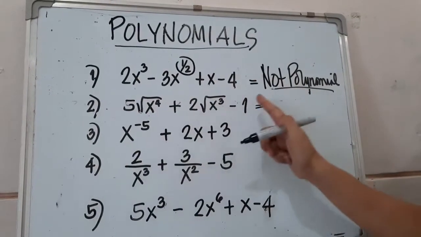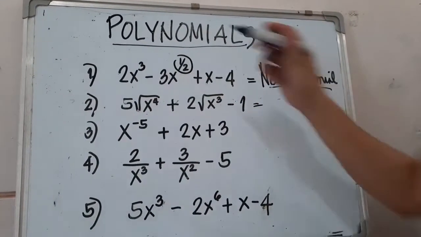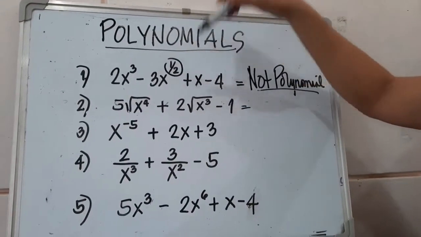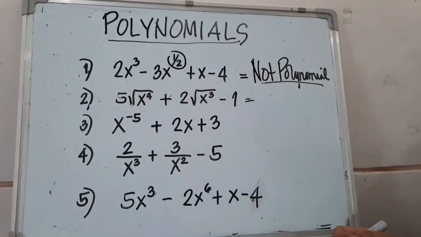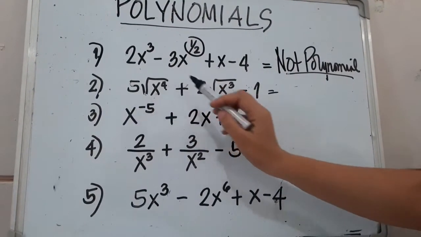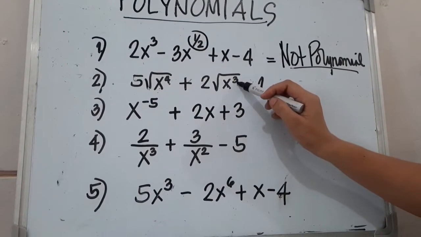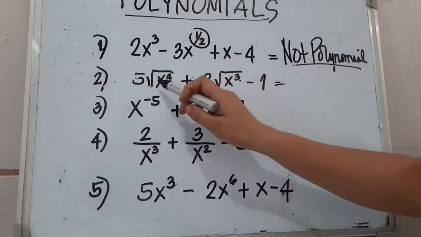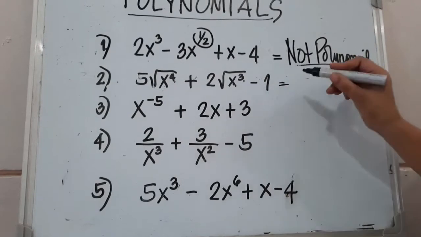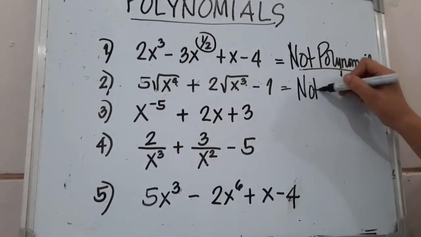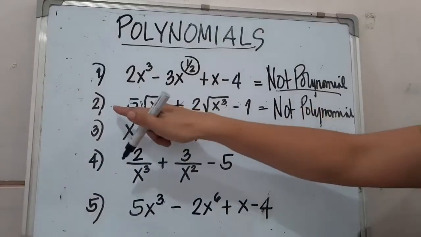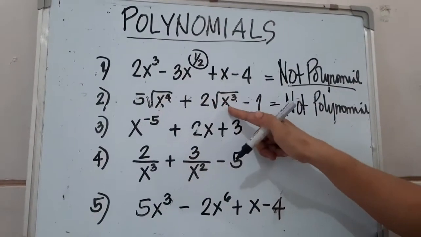Is this a polynomial or not a polynomial? So, polynomial, take note, the exponent of the variable must be a positive whole number. What's the exponent of our variable here? It's 4. What's the exponent of the variable here? It's 3. Do you agree? Okay. This example, number 2, is still not a polynomial. Why is it that our example number 2 is not a polynomial?